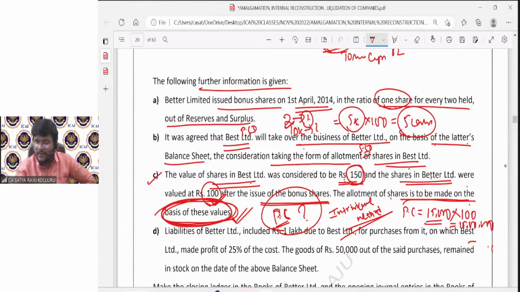So directly, PC is equal to the intrinsic value per share in the selling company into the number of equity shares in the selling company. Do you agree, all of you? Is it okay, guys? PC is equal to how much? 15 lakhs. Fine. Can I continue? Next.